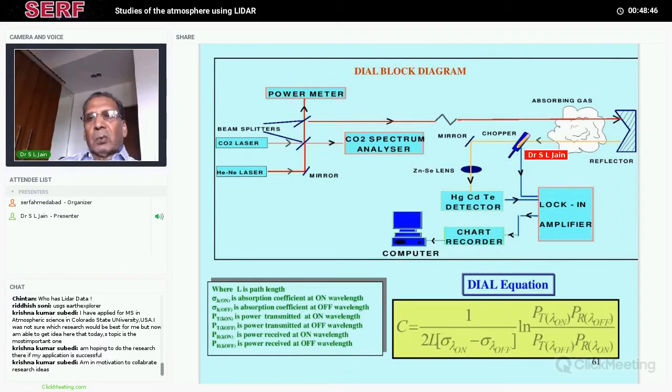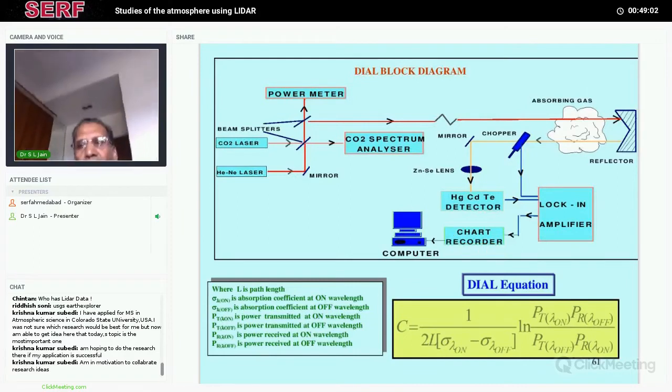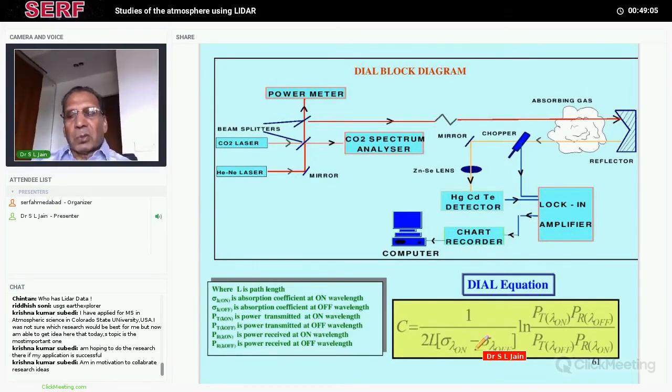We have a chopper here for the reference to the lock-in amplifier. And then we have the detector system, again a mercury cadmium telluride detector, and the lock-in amplifier signal goes to our computer to get analyzed data, and you can calculate the concentration of constituents by using this formula. So you have to say how much power you have transmitted on the absorption line and how much power you received on the absorption line, and how much power you transmitted off the absorption line and how much you received off the absorption line, meaning where there is no absorption or where there is absorption.